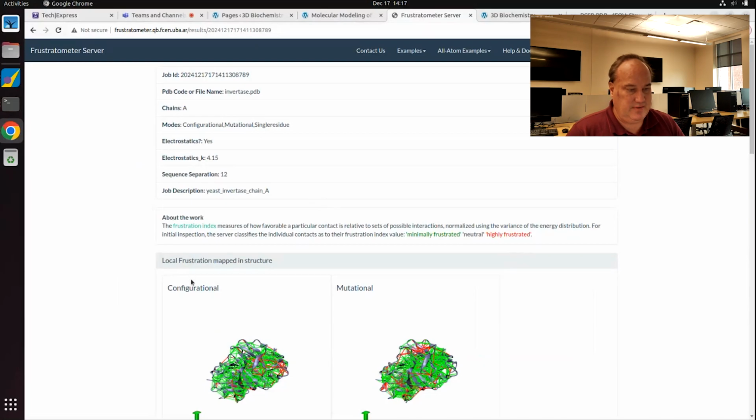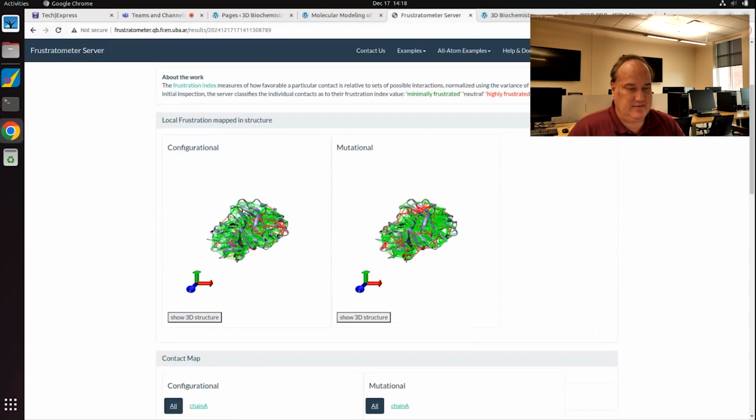And so when we look at this, we can see local frustration mapped in our structure. And so it gives us a frustration index that measures how favorable a particular contact is relative to sets of possible interactions. And so this is normalized using the variance of the energy distribution. For initial inspection, the server classifies contacts according to their frustration index as minimally or highly frustrated, green and red, right? And so we can see a cluster of red right over here. So we have a highly frustrated cluster over here.